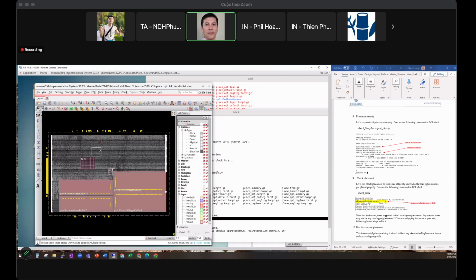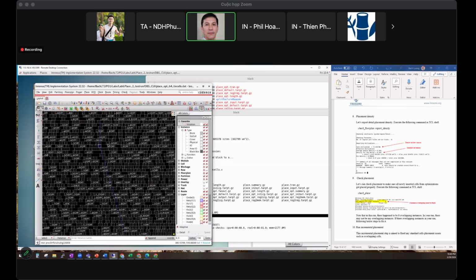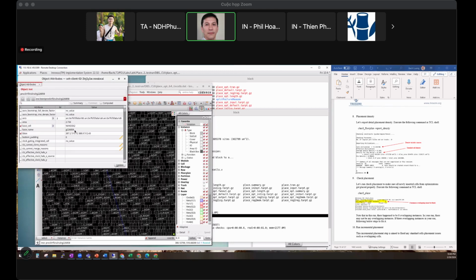So you can zoom in, just click on a cell and turn on the attribute. Hit Q, and then you see the attribute place or fixed. This should be fixed, so it's somewhere down here. I'll hit summary. Place status means it's been placed. That means the tool can move it. If you don't want the tool to move it, put a fixed status on it.